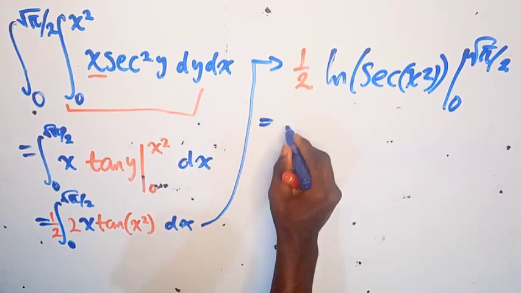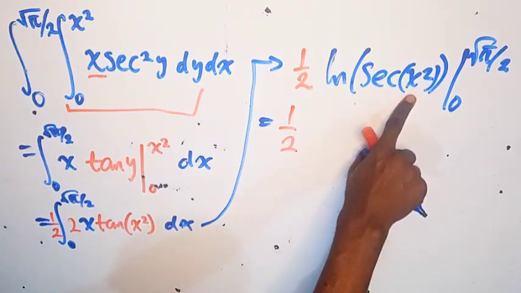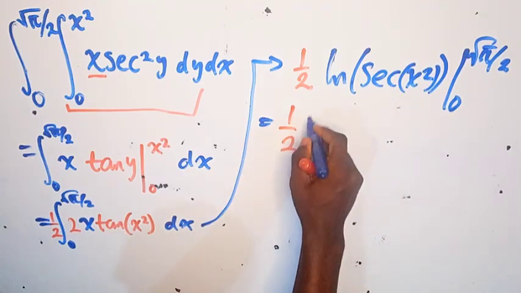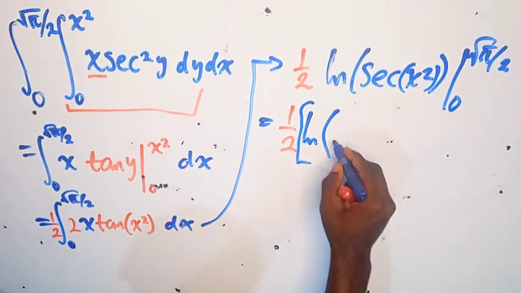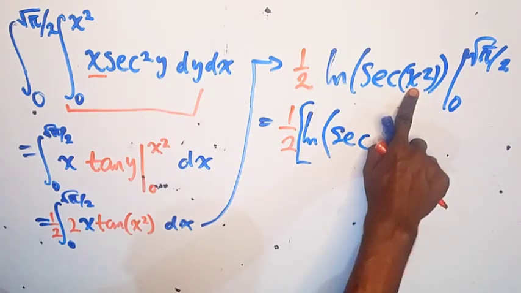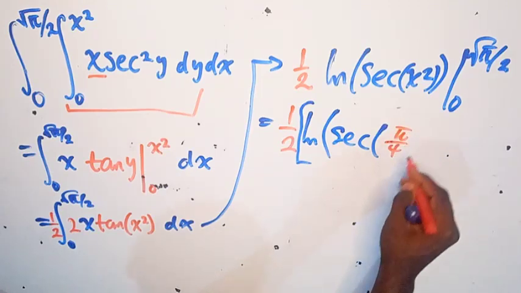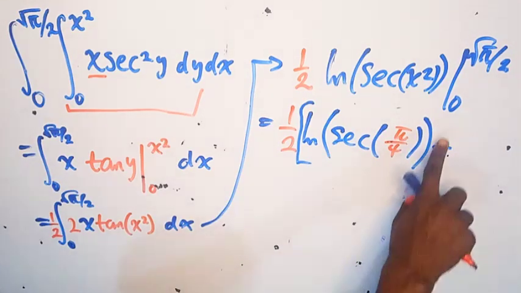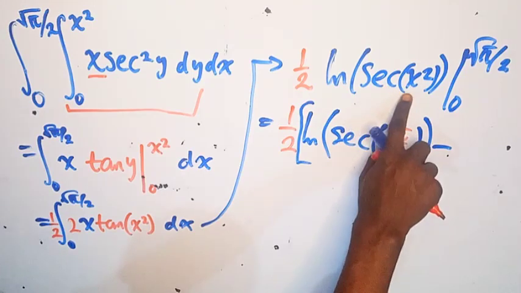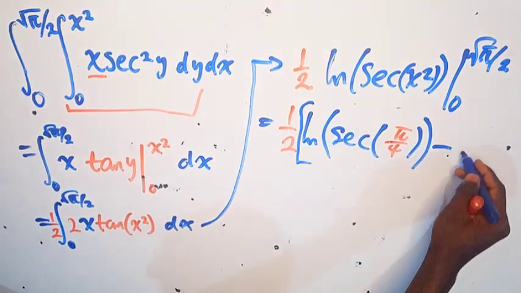This is the same thing as 1/2 of, we substitute square root of pi over 2 in place of x here. So this is going to be the natural logarithm of secant of x squared, that is square root of pi over 2 squared, that will give us pi over 4, when you square each of those terms. Then when we're done with that, we're going to subtract. When we substitute 0, notice that this is going to be secant of 0. Secant of 0 is just going to be 1, because secant is 1 over cosine. That will be 1 over 1, which is 1. Natural logarithm of 1 will just give us 0.